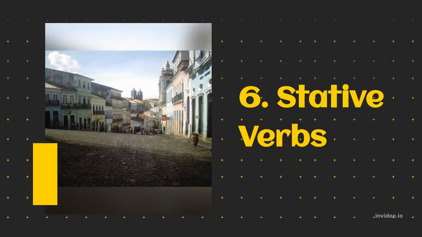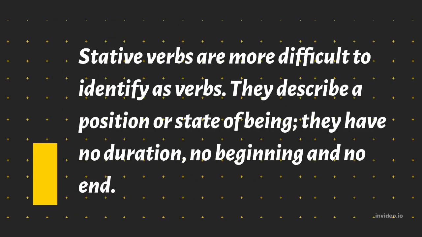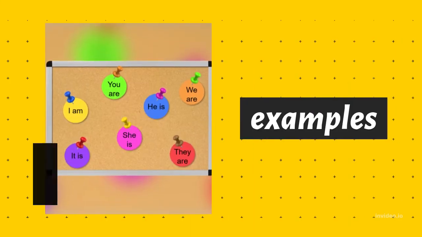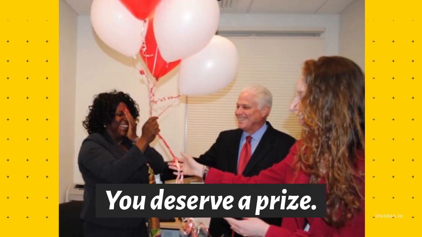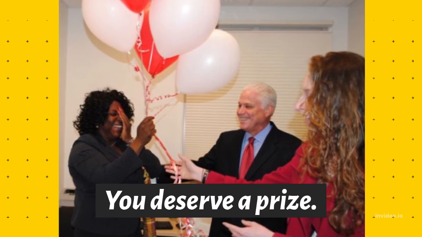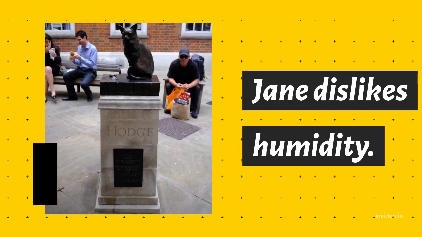6. Stative verbs. Stative verbs are more difficult to identify as verbs. They describe a position or state of being. They have no duration, no beginning and no end. Examples. You deserve a prize. Jane dislikes humidity.